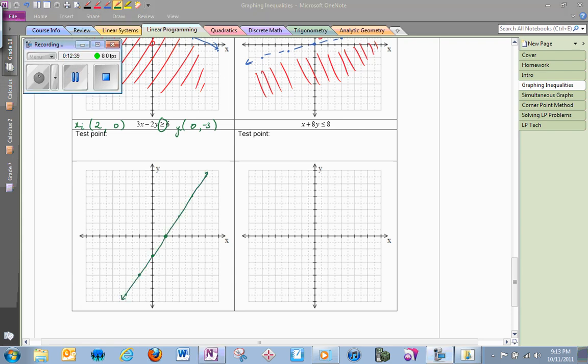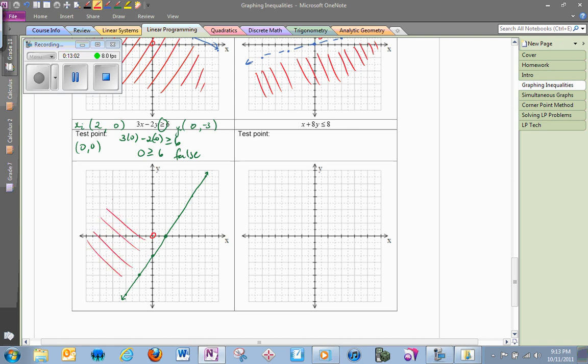Once I do that, I need to pick my test point, and the process becomes the same. My test point here is 0, 0. So that's 3 times 0 minus 2 times 0 is greater than or equal to 6. So 0 is greater than or equal to 6. Well, that's false. So again, if 0, 0 is here, and I want to shade the false region, I'm shading above the line.